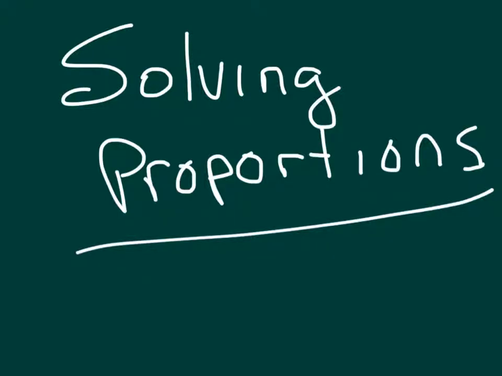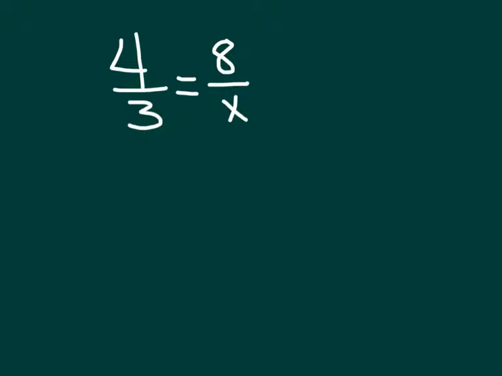Okay, this lesson will be about solving proportions. We'll start out with 4 over 3 equals 8 over x. The primary method of solving proportions is called the cross products method. That means you take 3 and multiply it by 8, and you take 4 and multiply it by the x.